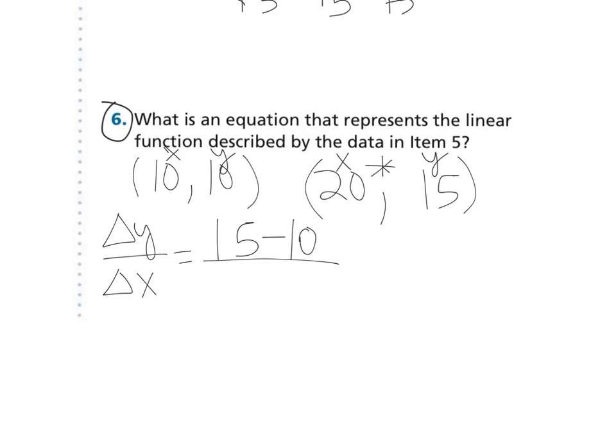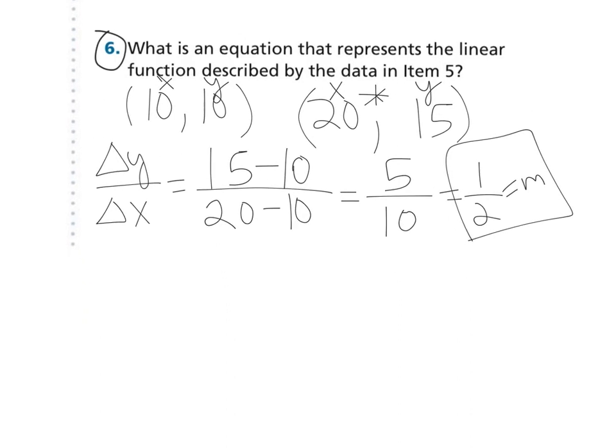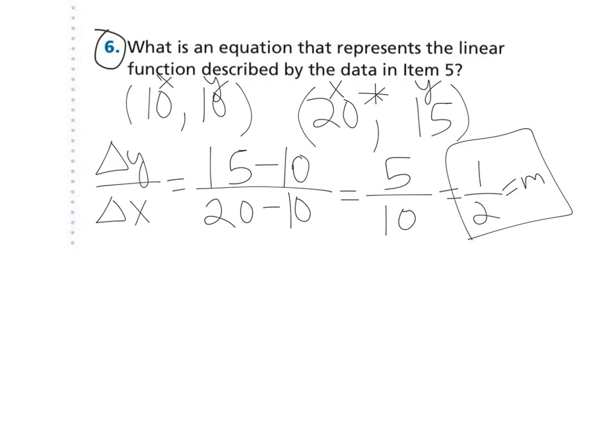So 15 minus 10 means we've got to do 20 minus 10. Make sure you're getting this down. So 15 minus 10 is 5, over 20 minus 10. And 5/10 is the same as 1/2. So 1/2 is our slope. Now that we've got our slope, we can find the y-intercept.